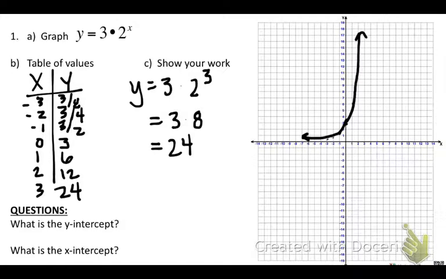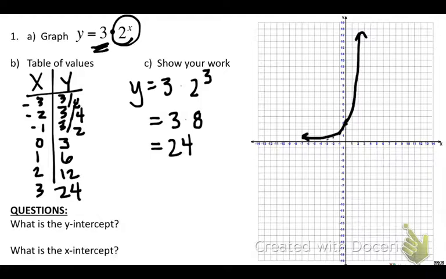So you'll notice that instead of just doing 2 to the x and being done with it, we had to take each number and multiply it by 3. So really what that did is it took all the points and moved it up. When you multiply something by 3, it's going to get 3 times bigger. So all of these outputs really got multiplied by 3, so that moves the graph up.